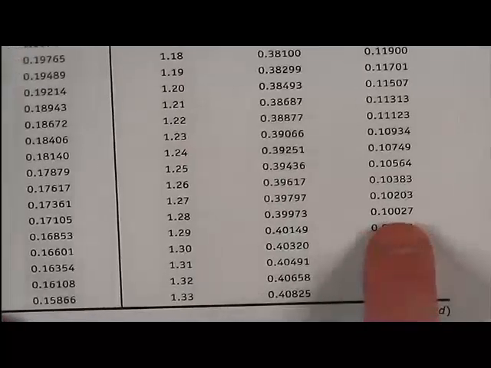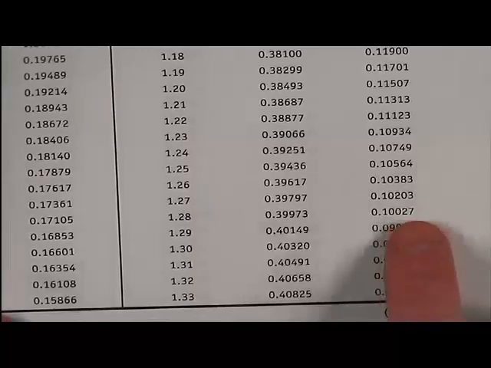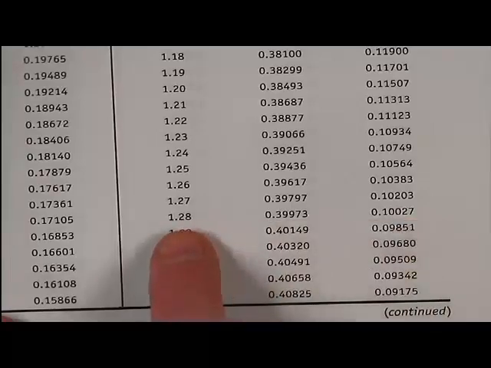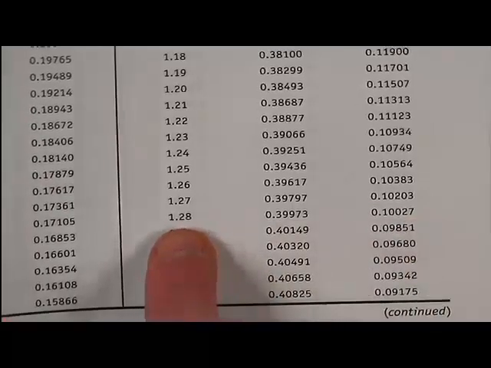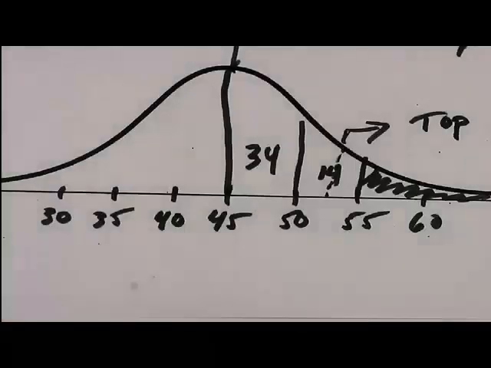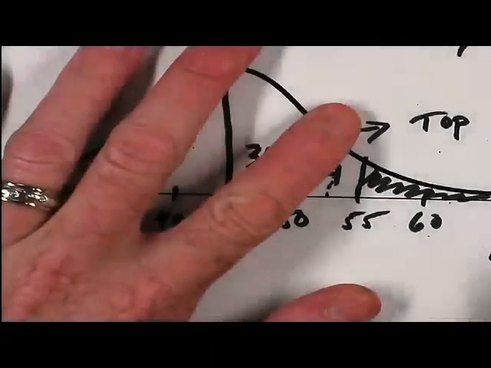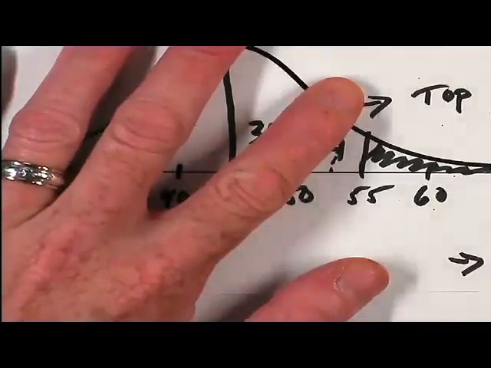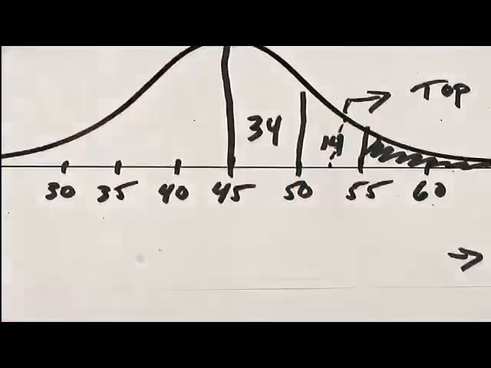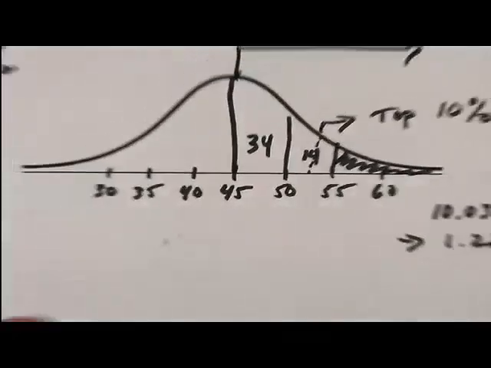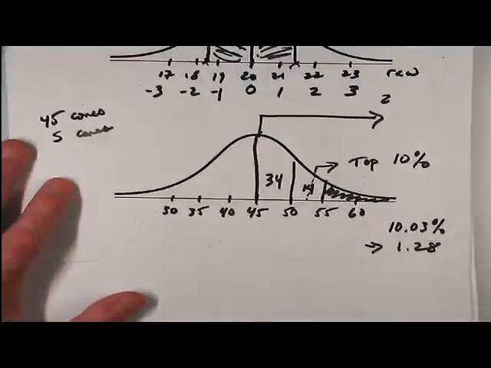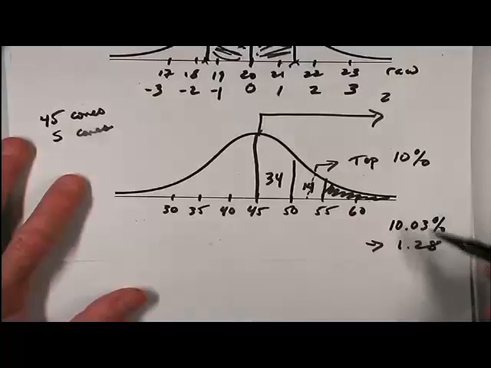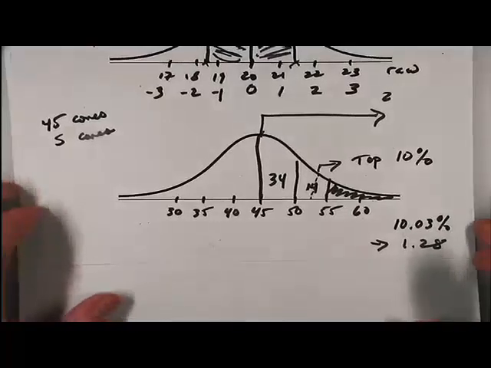So here I've got that the top 10.027 or 10.03% is going to have a z-score of 1.28. Okay? So 10.03% has a z-score of 1.28. Okay? So now I've used my percentage to get my z-score. Now what do I do?